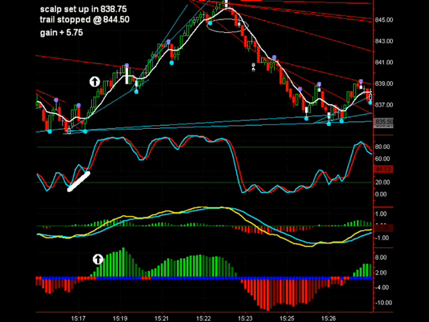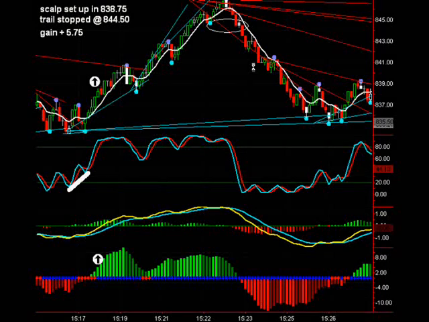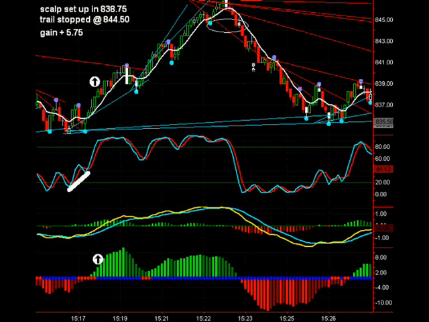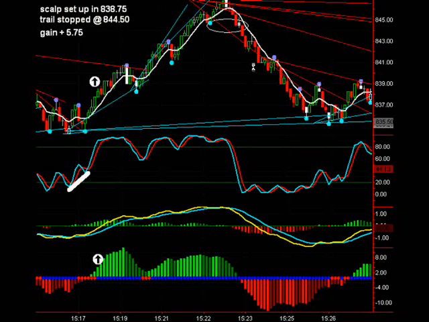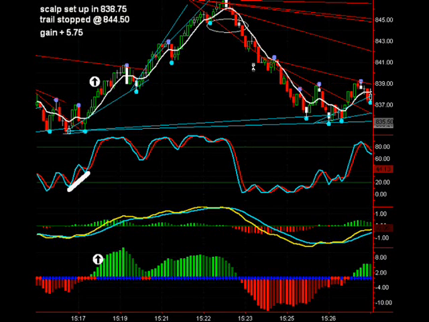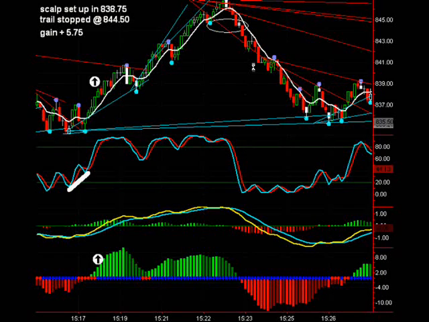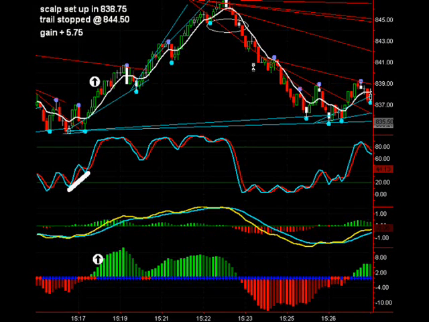This was a setup that you could have taken off the scalp chart, the small tick chart, and you would have had confirmation on the other two charts as well, and you would have had a gain of 5.75 if you used the trail stop method. So it definitely could have worked. It's just not something that I do. On a very rare occasion, I'll trade in the afternoon, and even if I do, I never trade after 3:30. Those are just my rules.